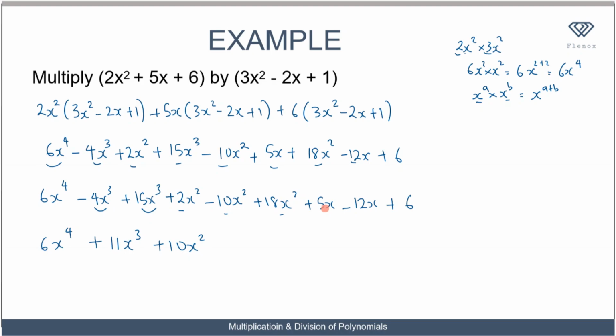Then I have plus 5x minus 12x, which gives me what? Minus 7x. And I'm left with what? Plus 6. So this is equivalent to saying 6x to the power 4 plus 11x cubed, then plus 10x squared minus 7x, then plus 6. So that is pretty much how to go about multiplying polynomials.